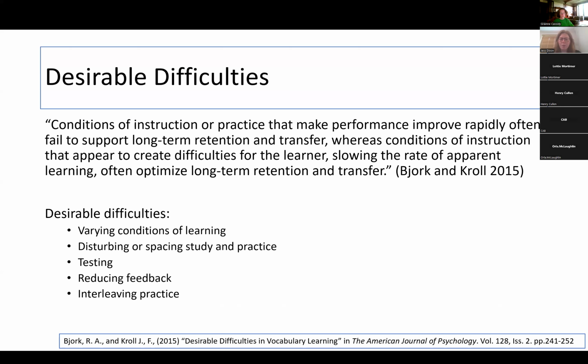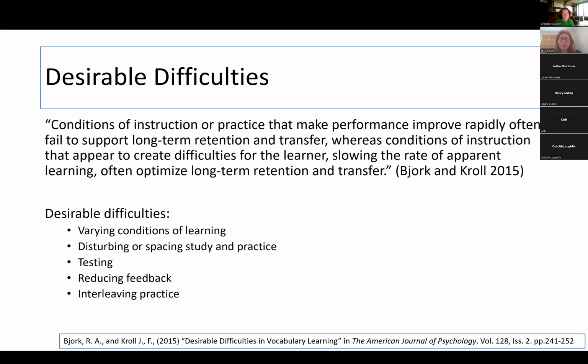The things that appear difficult that we may not necessarily want to do are most often the things that optimize long-term retention and transfer. So we need to aim for these desirable difficulties when we are designing our revision material and designing our lessons. This could be varying the conditions of learning, not always doing the same things in the same way, or spacing study and practice. I'll talk about this a little bit later.